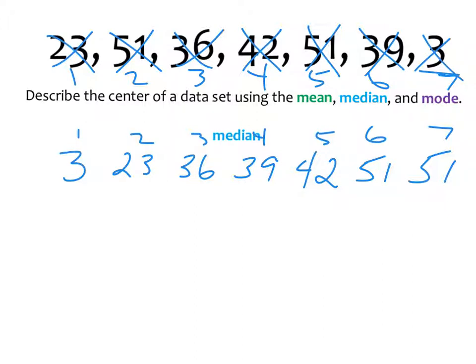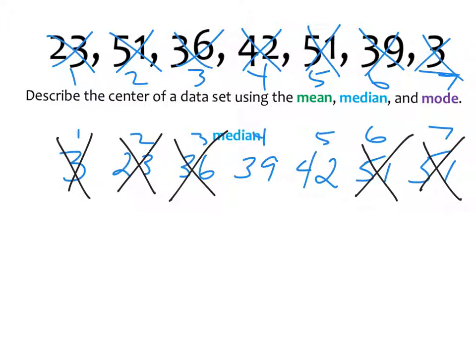Now we need to find the middle. A technique that I tend to use is this. I cross off the number furthest left and then furthest right. Furthest left, furthest right. Furthest left, furthest right. And I'm left with the value in the middle of the data set. Our median is 39.